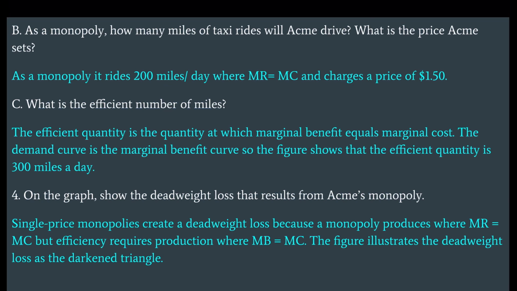The efficient quantity is the quantity at which marginal benefit equals marginal cost. The demand curve is the marginal benefit curve, so the figure shows that the efficient quantity is 300 miles a day.